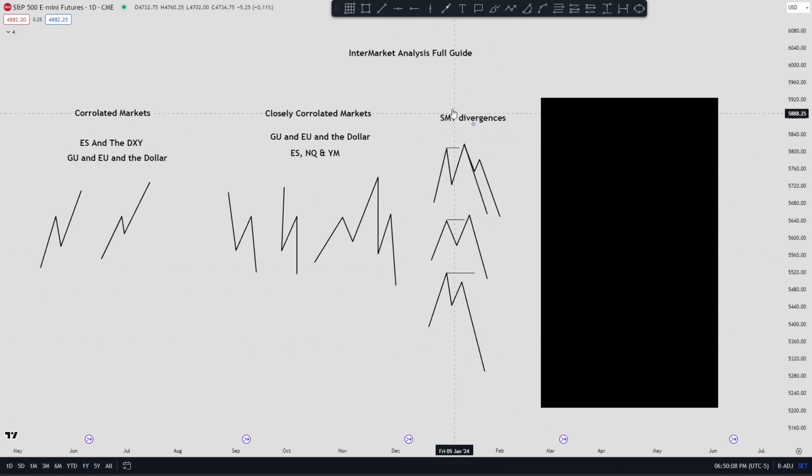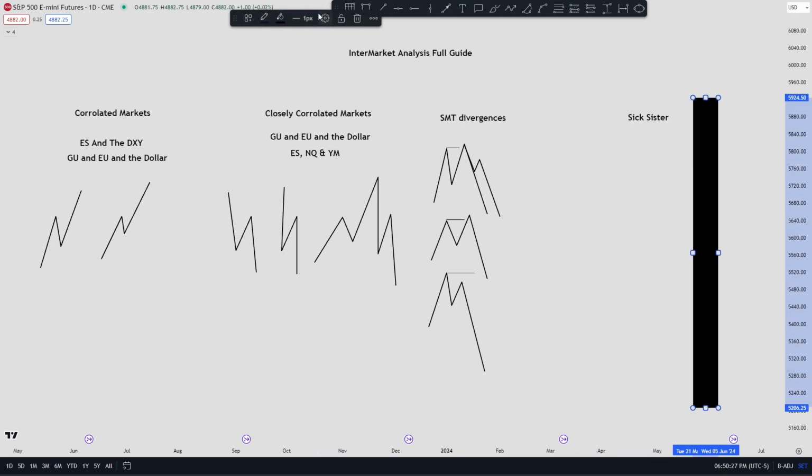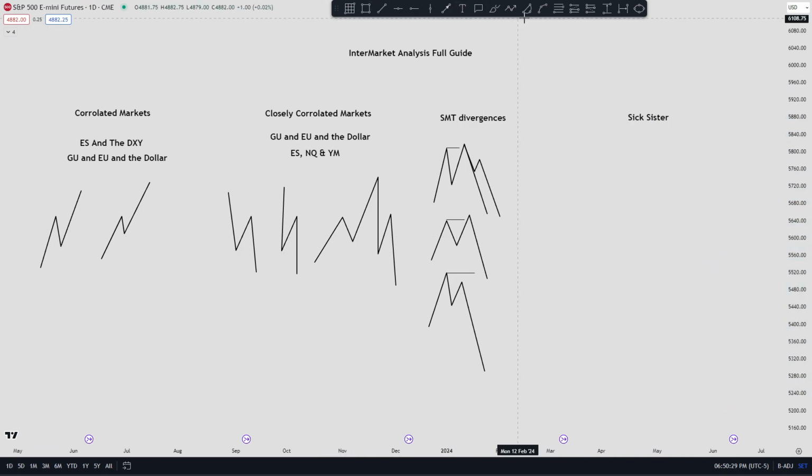These are SMT divergences, where one correlated market takes out a high or a low, but other correlated markets don't. And I will actually show an example of this later today. Then we have the SIC sister, and I'm going to show an example of this later as well, don't worry. But this is the ES, right? The ES comes up and the ES takes out this high.